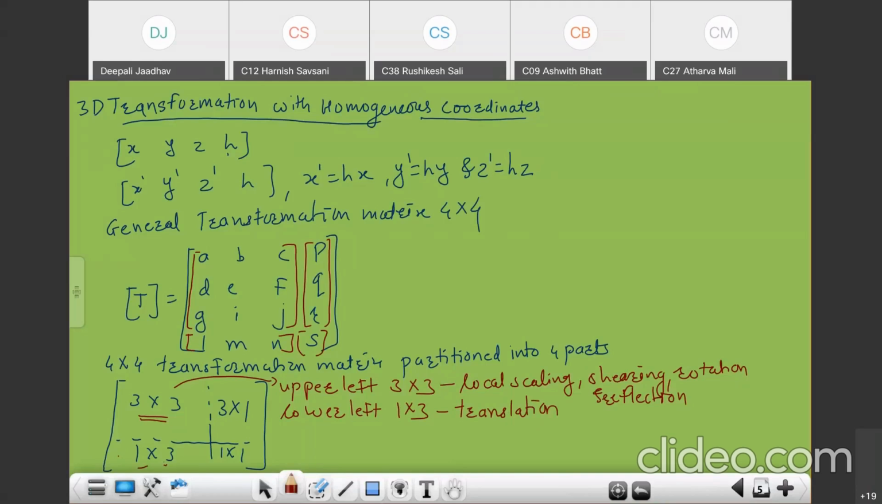Okay. Now this P, Q, R, the upper right 3 by 1, is for perspective transformation. What is that? We are going to study it in detail.